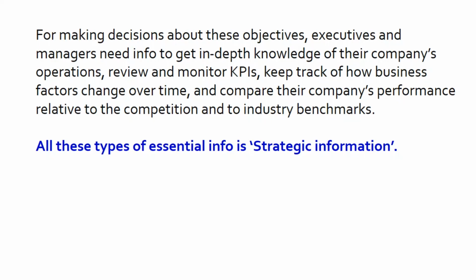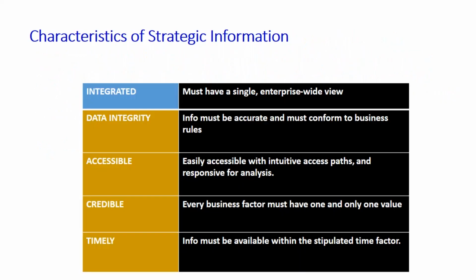Executives and managers need information to get in-depth knowledge of the company's operations, review and monitor the KPIs, meaning key performance indicators, keep track of how business factors change over time, and compare the company's performance relative to the competition and to industry benchmarks. All this type of essential information is what we call strategic information, long-term information.